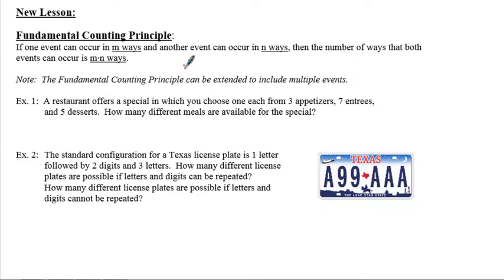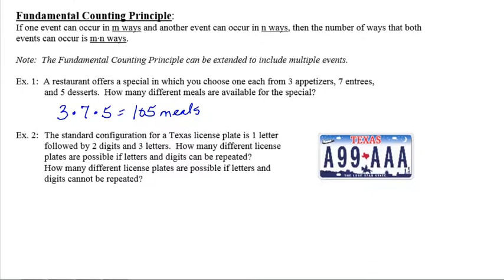So let's look at a couple of examples. Here in example 1, we literally have a meal deal. The restaurant says choose from a list of 3 appetizers, 7 entrees, and 5 desserts, and come up with a meal for yourself. How many different meals could you come up with for yourself? Well, the way you would do that using the fundamental counting principle is the 3 different ways appetizers can be chosen, times the 7 different ways entrees can be chosen, times the 5 different ways desserts can be chosen. So that gives you a total of 105 different meals you could create for yourself. Let's look at the next example.